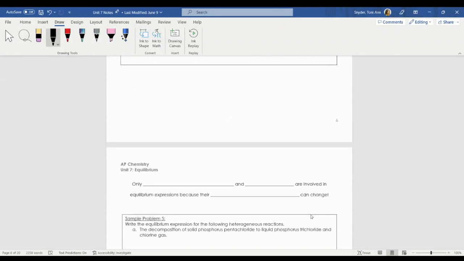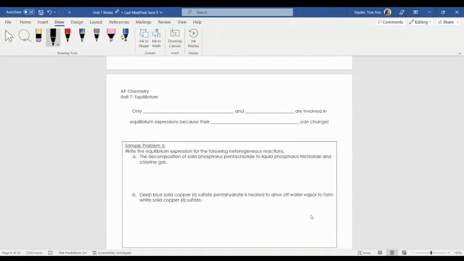We're going to wrap this up here. Hopefully this last page is not going to take us very long.